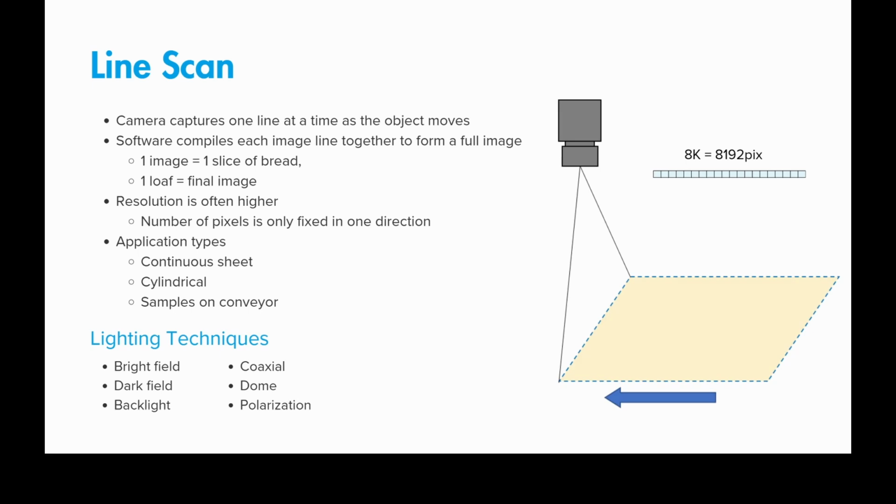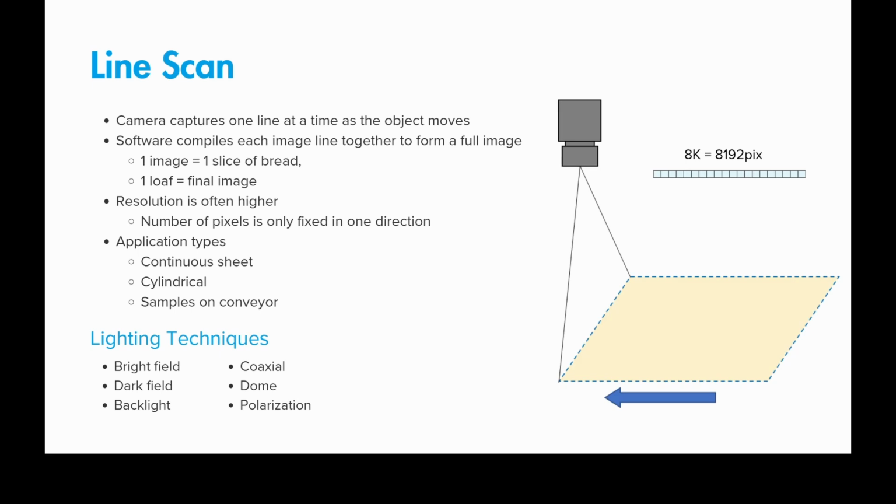That's your final image. The pros to line scan is the flexibility of the resolution. You only have it fixed in one direction, so let's say that your Y value is fixed with an 8K line scan camera, so you have 8,192 pixels in the Y direction. The X direction is dependent on how many frames you have, so if you need more resolution, you can just add more frames. So you have that flexibility there to get the quality image that you need with the line scan camera.